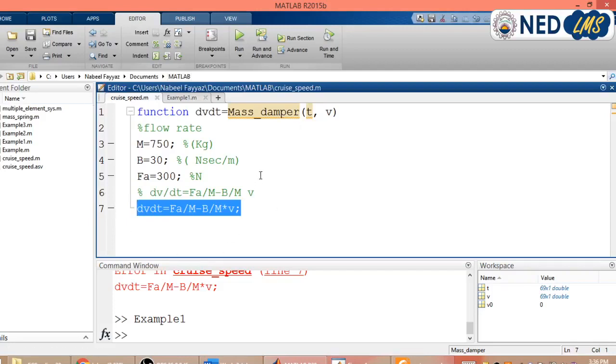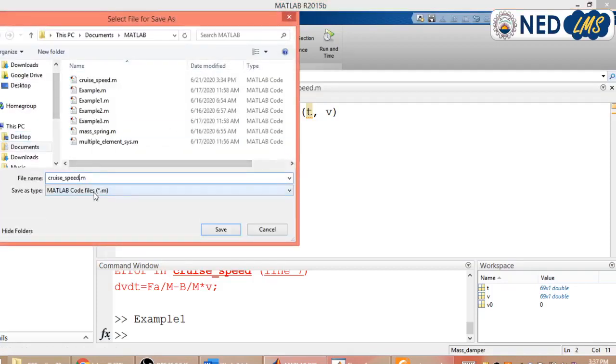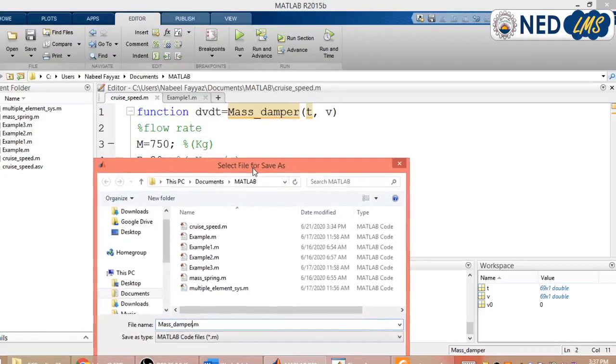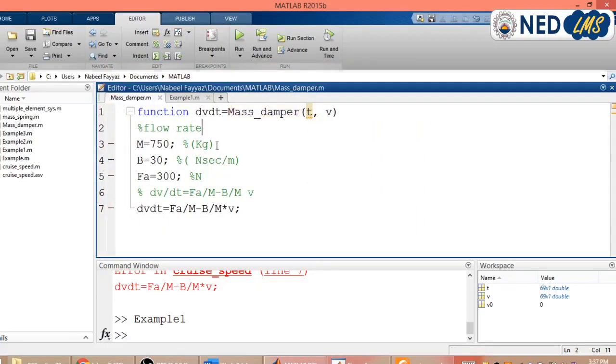One important thing before executing or moving forward is that whenever you name any function, the script must be saved with the same name. Here you have changed the name of the function to mass damper, but the script name is different. So first of all we have to change this. I name it the same name which I use to define the function: mass underscore damper. Whenever you call this function in any other script or on the command window, MATLAB will first reach this M file, and after reaching it, the function can be retrieved.